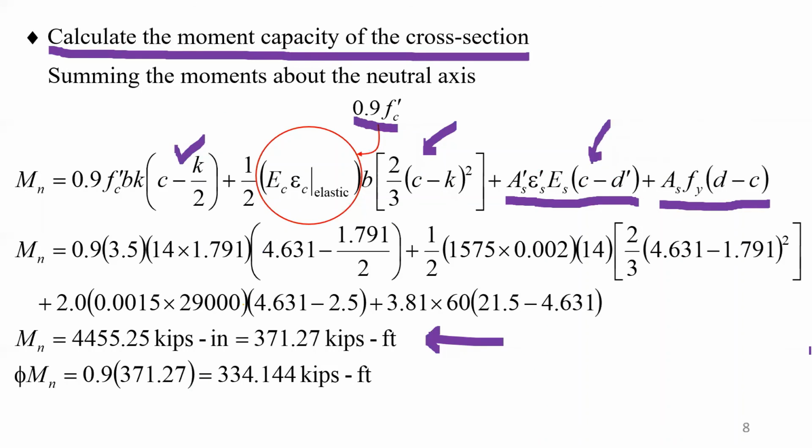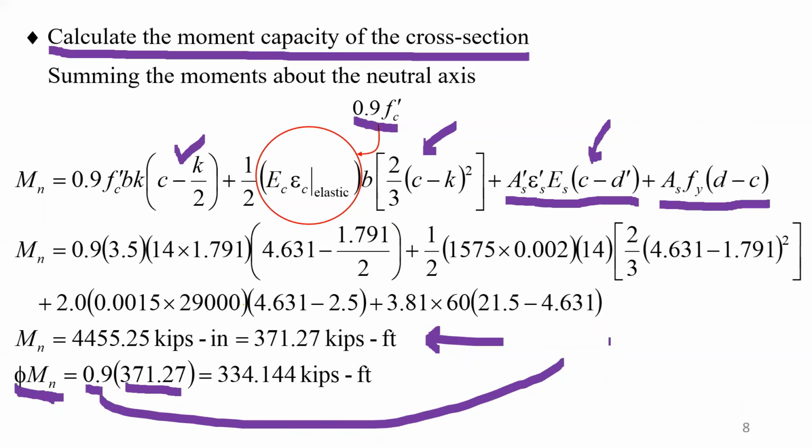371.27 kips foot. The design moment, or the factored moment, is nothing but 0.9 times 371.27. The result will be 334.144 kips foot. The reason behind using a reduction factor of 0.9 is because the section is tension controlled.